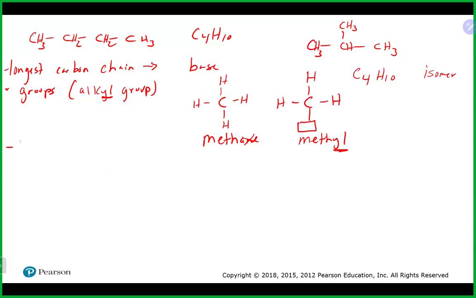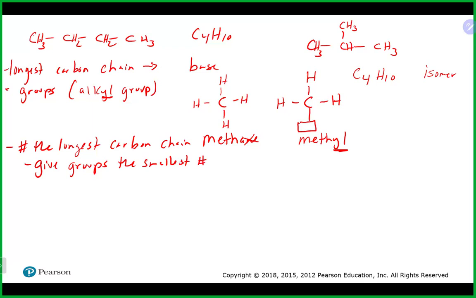And the next thing we want to do, once we identify all our groups, is number the longest carbon chain. Usually when you go to number the longest carbon chain, you basically have 2 options. You can go left to right or right to left or up and down, whichever way you're going. And the goal in terms of numbering when you're naming alkanes is to give the groups that are attached the smallest numbers. It's always the smallest number when you're naming in organic chemistry. That's the goal here, to give the groups the smallest number.